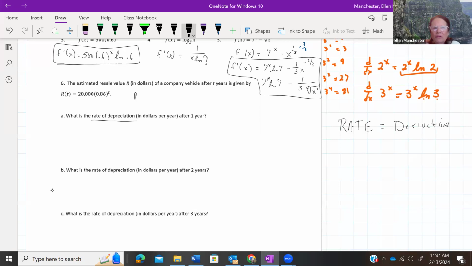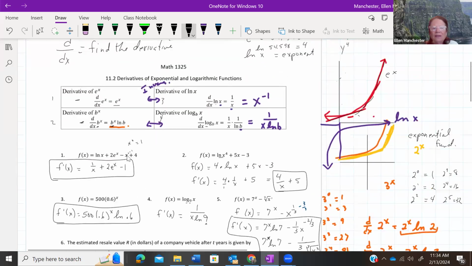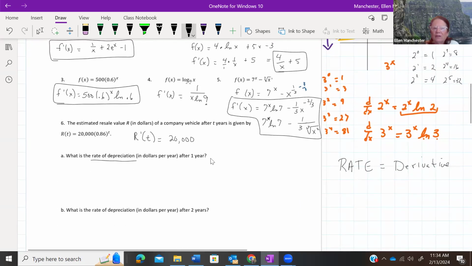So the first thing we're going to do is we're going to find the derivative. So finding the derivative in terms of t. So again, the 20,000 comes along for the ride. And if you notice that 0.86^t is just like b raised to the x power. Okay, our unknown is the t. So the derivative of this is 0.86^t times ln of 0.86. That's our derivative.